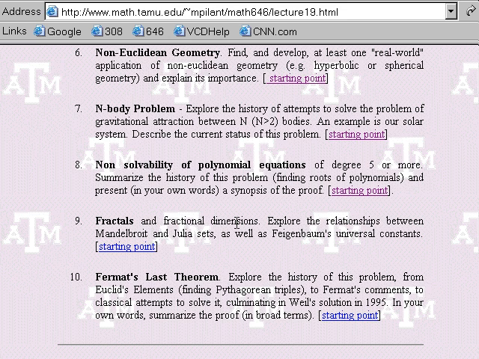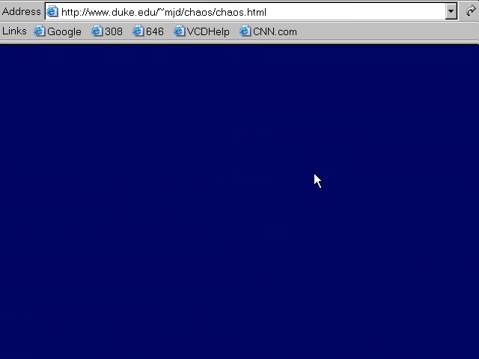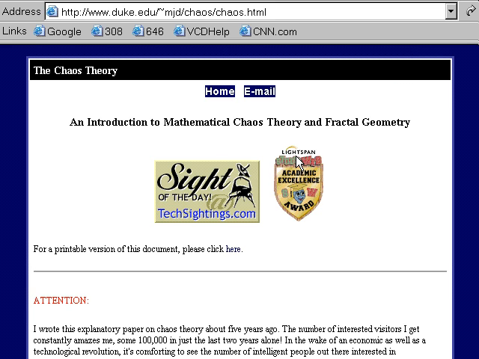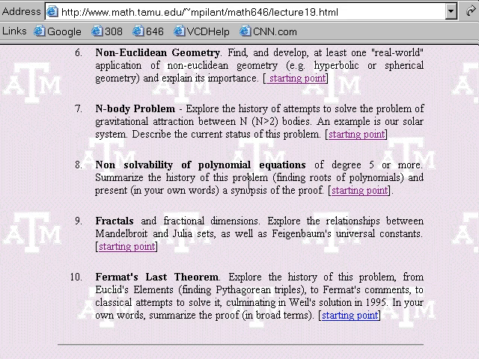Two other links, this one's more or less applied. Fractals and fractional dimensions explore the relationships between Mandelbrot and Julia sets, as well as Feigenbaum's universal constant. Now, for those of you who don't know what Feigenbaum's universal constant is, that's a very amazing number. Oops, that's not actually in this reference.